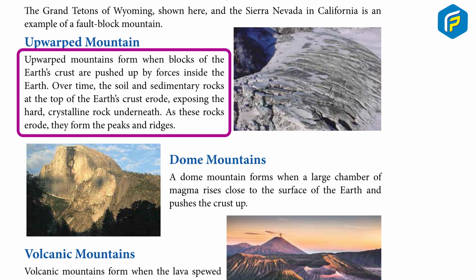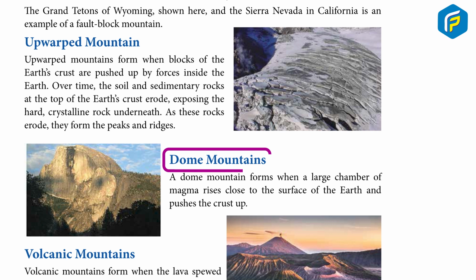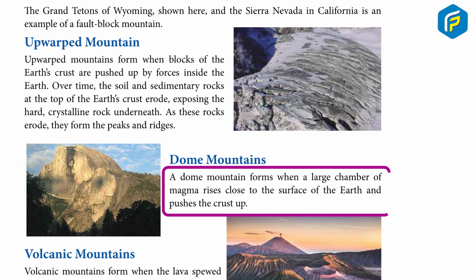Over time, the soil and sedimentary rock at the top of the earth's crust erode, exposing the hard, crystalline rock underneath. As these rocks erode, they form the peaks and ridges. Dome mountains. A dome mountain formed when a large chamber of magma rises close to the surface of the earth and pushes the crust up.